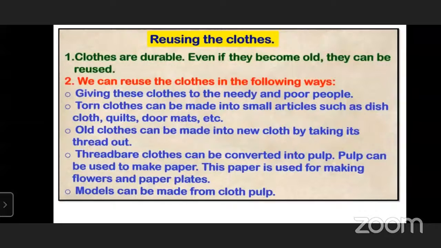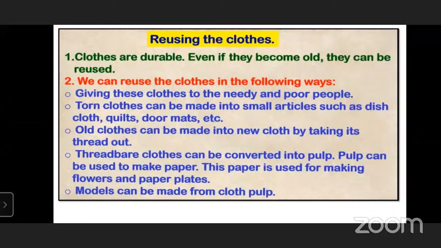Torn clothes can be made into small articles such as dishcloths, quilts, and doormats. See, children, if there is a hole in the shirt or in a frock, you don't want to use that. So mama can use it for wiping the dishes, or we can make a quilt of it by stitching them, or we can also make doormats. We can use the torn clothes in a useful way.